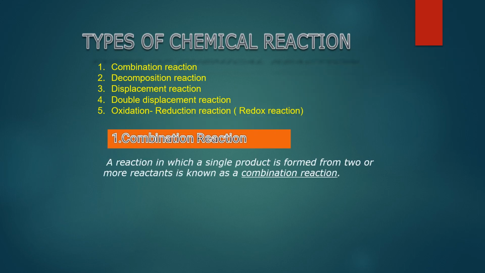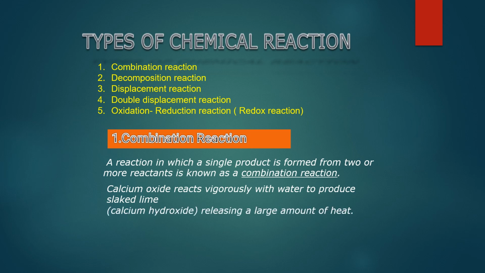First type of reaction is combination reaction. A reaction in which a single product is formed from 2 or more reactants is known as a combination reaction. Example, calcium oxide reacts vigorously with water to produce slaked lime, calcium hydroxide, and releases a large amount of heat. CaO plus H2O forms Ca(OH)2.